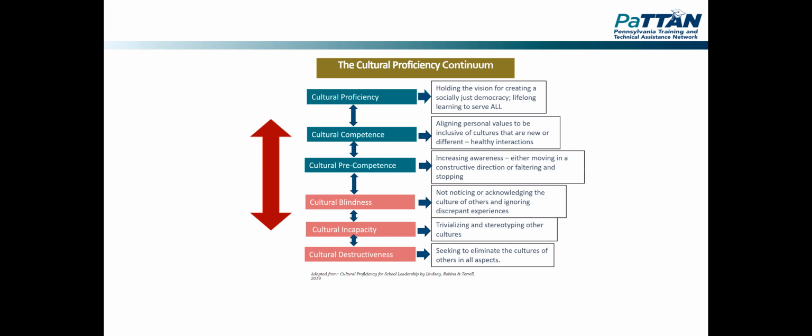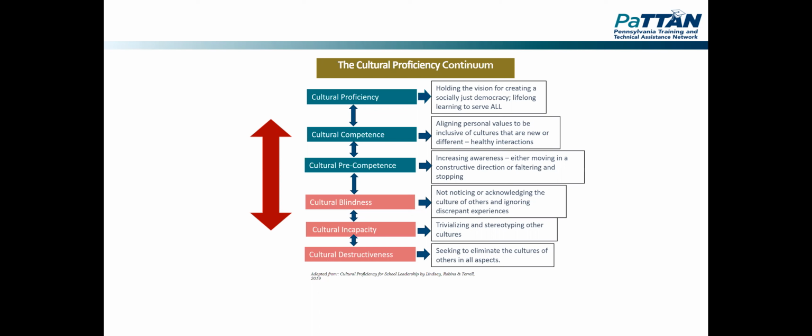So, at the very bottom is cultural destructiveness, and this is seeking to eliminate the cultures of others in all aspects. So, from a global standpoint, this would be something like a genocide, an attempt to purify a group of people. In schools, what we may hear would be things like if we didn't have the special education students, our scores would be higher. Or if the students that lived on that side of town weren't in our district, our scores would be different. That is a way of seeking to eliminate the culture of others in all aspects.